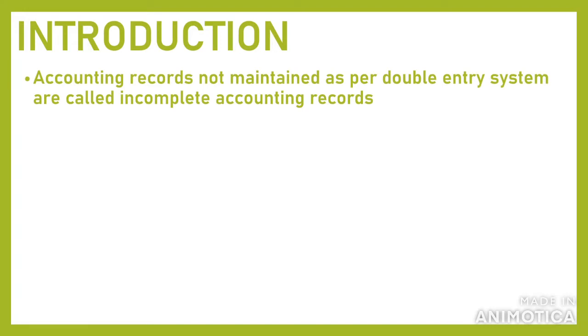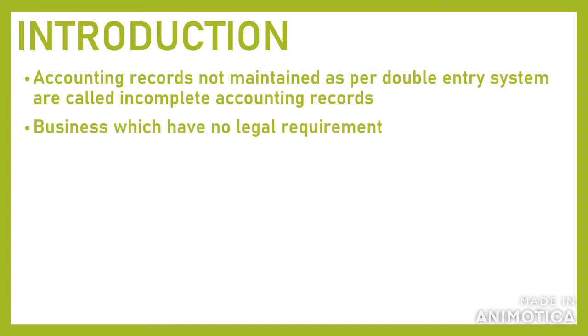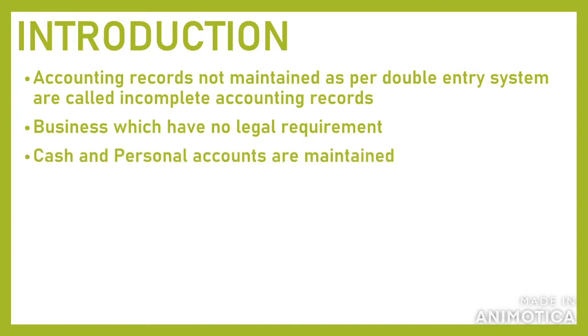What do you really mean by an incomplete accounting record? Generally, the accounting records not maintained as per the double entry system are called incomplete accounting records. This is generally maintained by those businesses which don't have a legal requirement to maintain records using a complete double entry system. And in this system of accounting, cash and personal accounts are generally maintained.